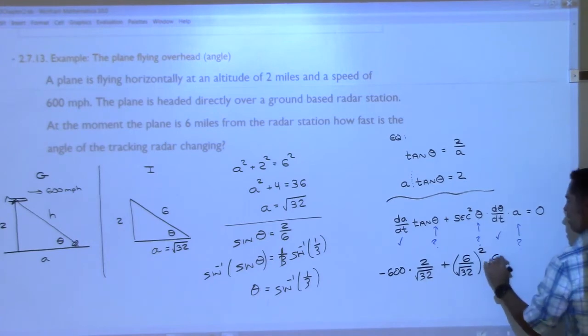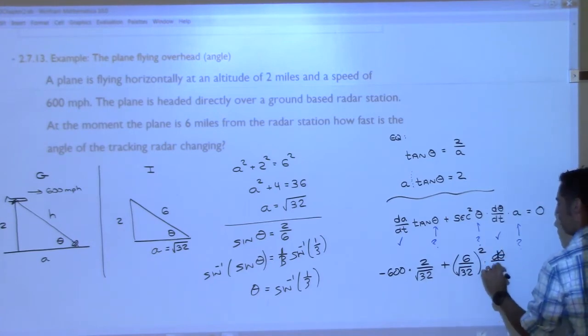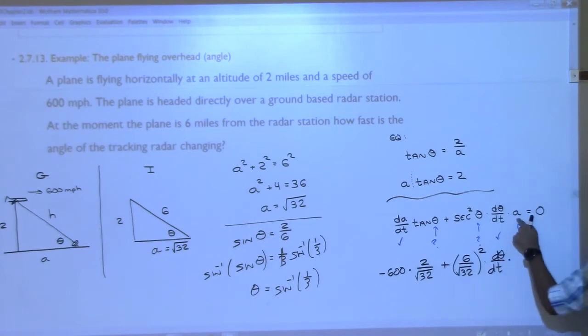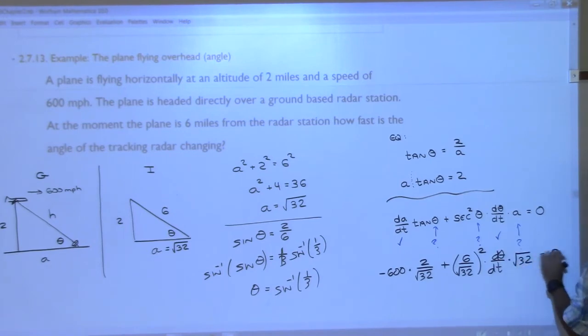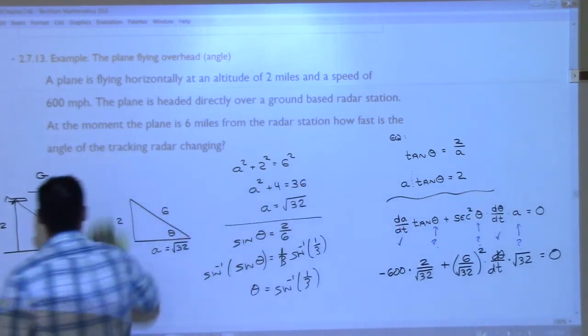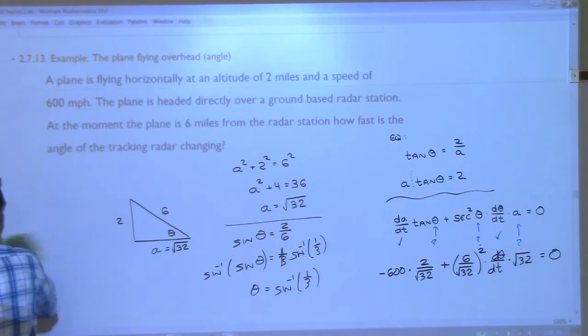And then d theta/dt is what I'm trying to solve for. And then what's a? Root 32. Root 32. And then equals 0. And these are all just numbers, right? I mean, you can figure it out on your calculator if you wanted to, or we could get an exact answer. Let's do the exact answer. That means let's try and do this without using a calculator.